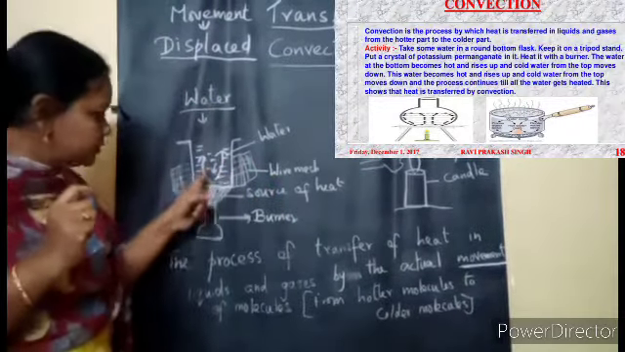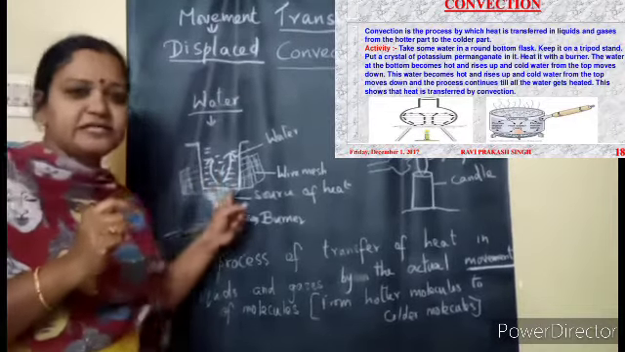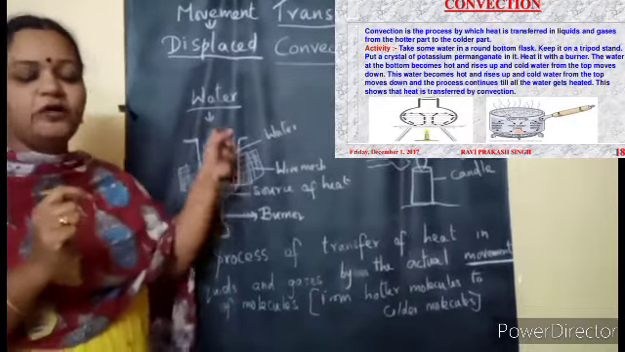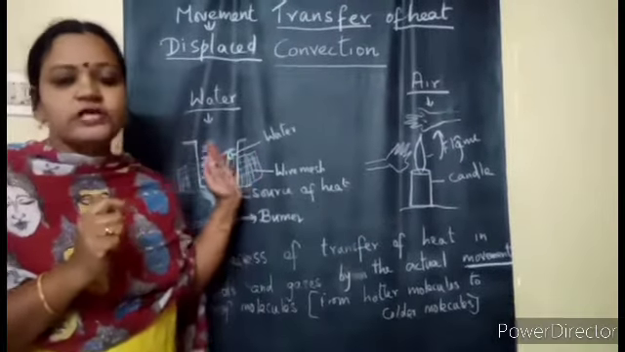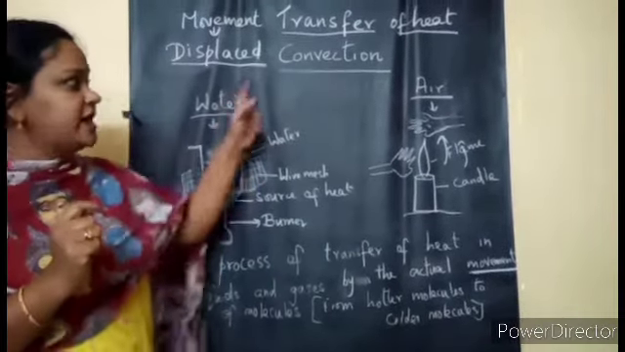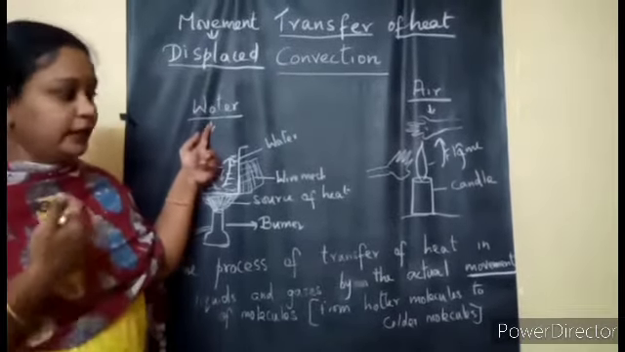Like that, the molecules will come near the hot source, the source of heat, and they will acquire the heat energy, and this movement will be continuing till all the molecules acquire the heat. So this mode of transfer of heat is called convection. This happens not only in water, but in almost all the liquids.